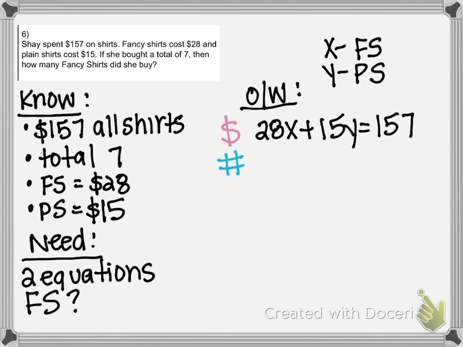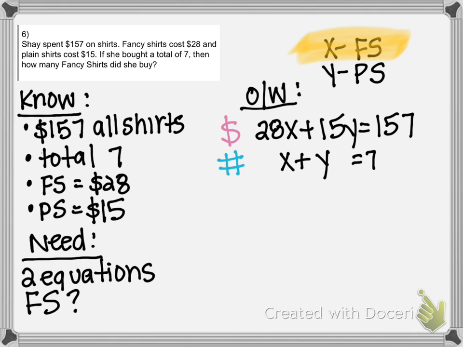Then how many total? Well, she bought a total of 7. So X plus Y is 7. Now, we are solving for fancy shirts, so we should be aware that fancy shirts is going to be X. So we are solving for X here.